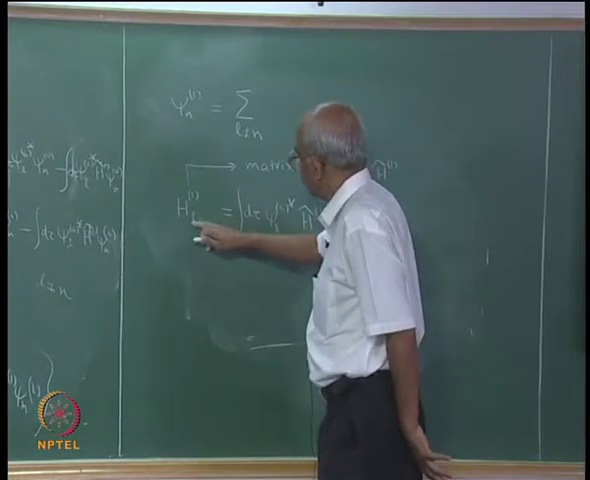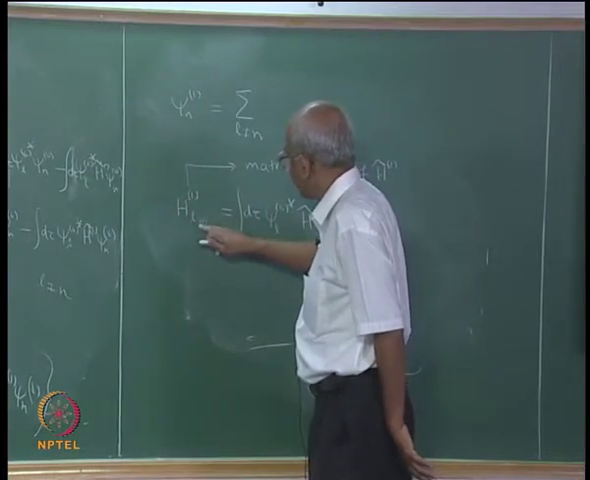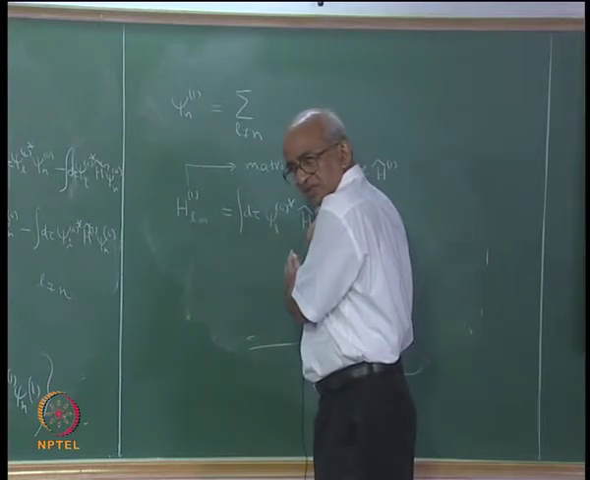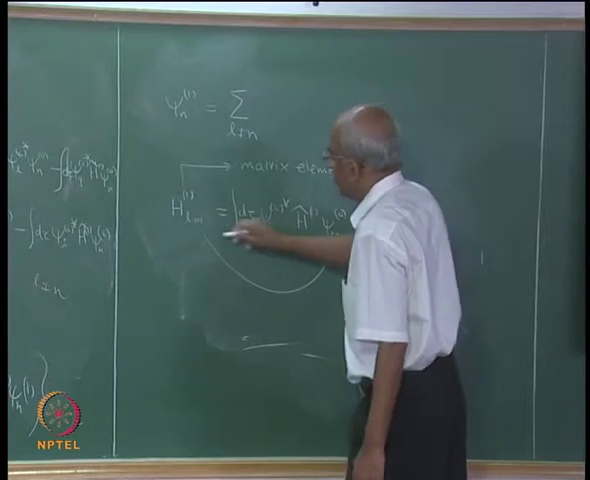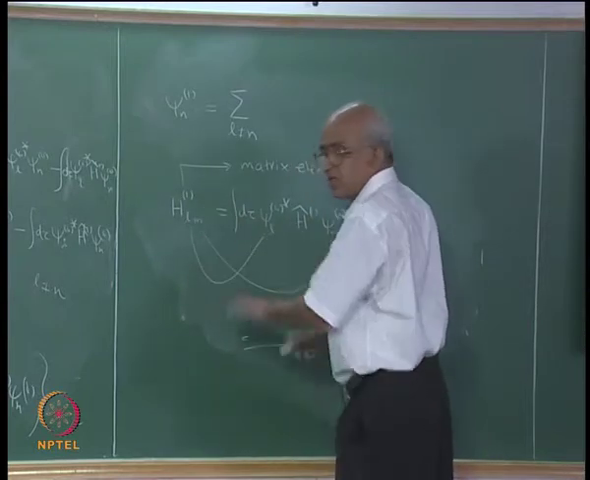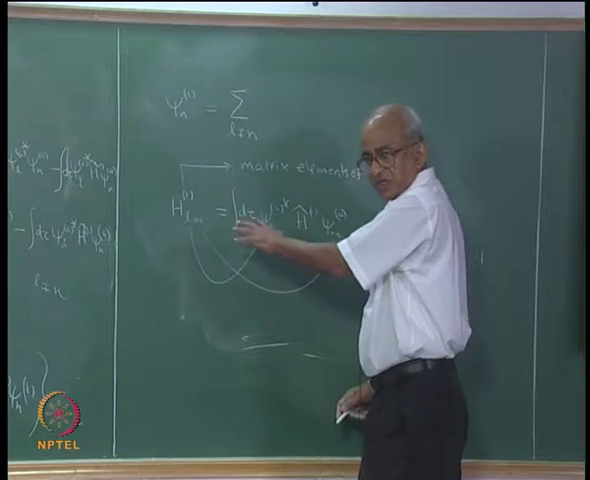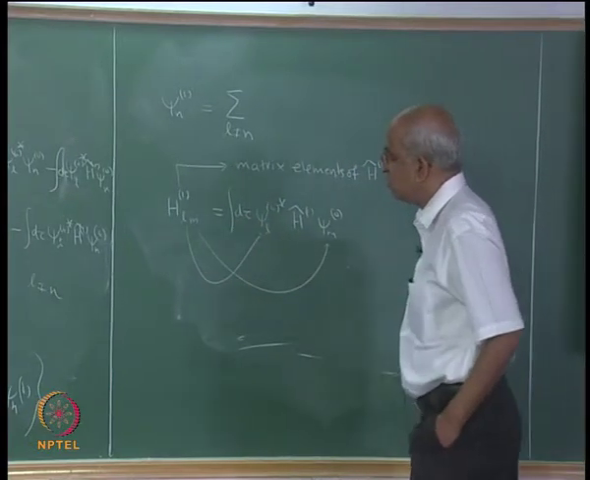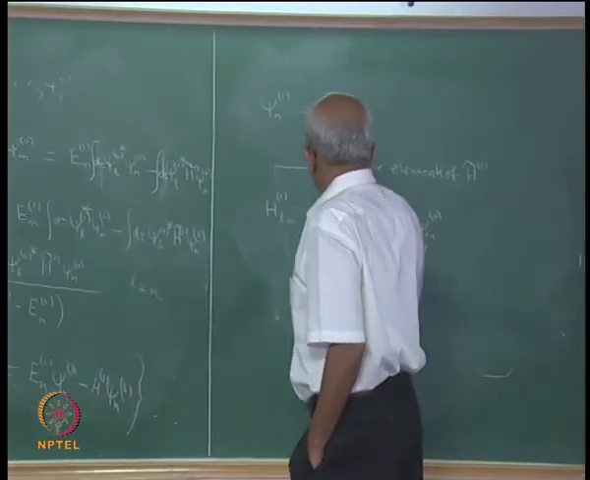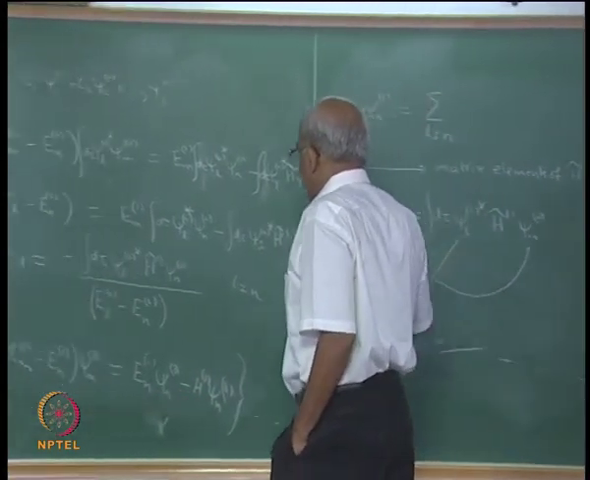The moment you see such a thing, it implies that psi m is occurring on the right hand side of the operator, while psi L 0 is occurring on the left hand side. That is what you have to understand when you see such a notation. So, that is the general notation that I will adopt.